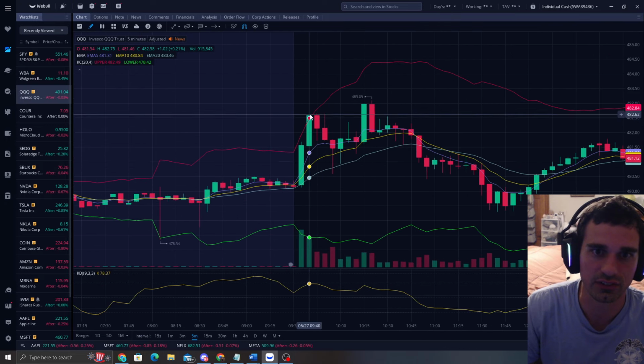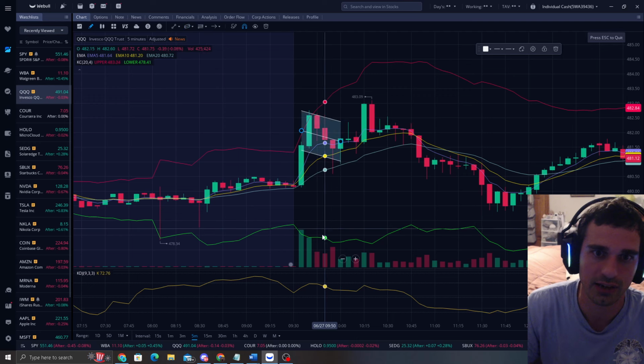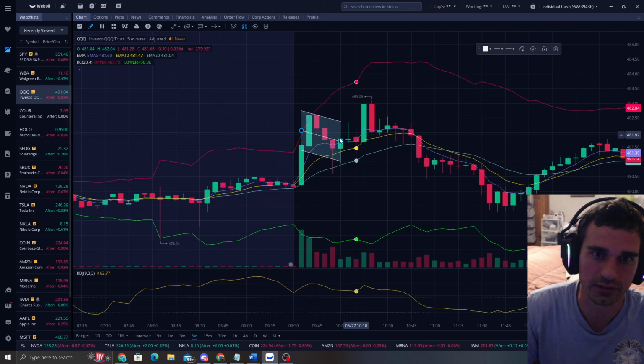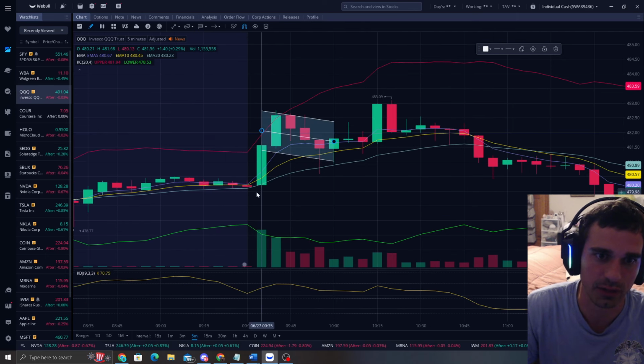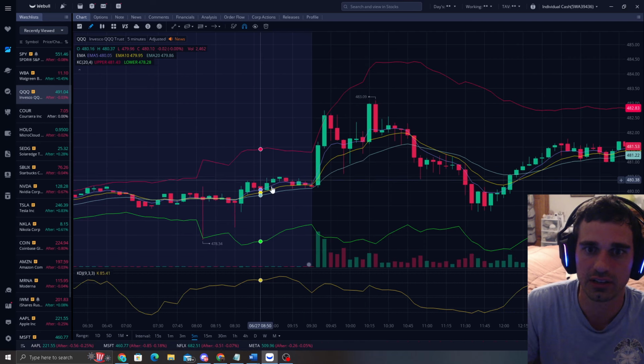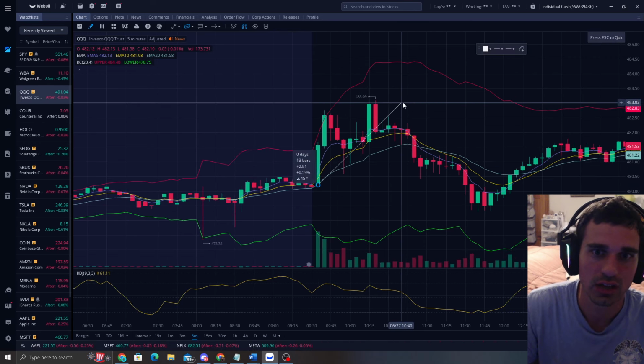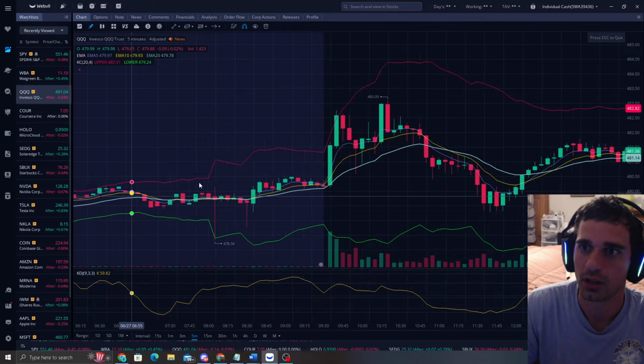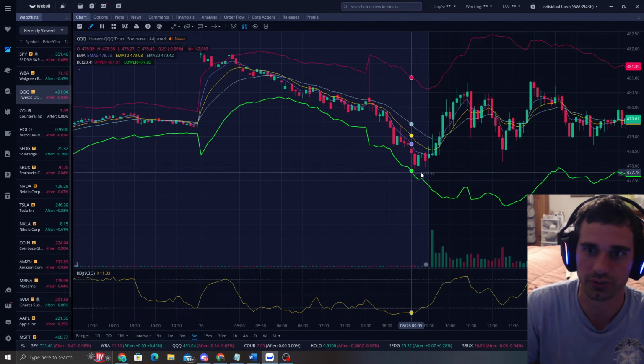Right in here, we see another touch of the upper band, so let's see what we have. That one, it's not working as correctly because there's not enough time distance. And that's why time distance is important, because if you have the time distance, you can kind of see how much data you can do for the trend channel.